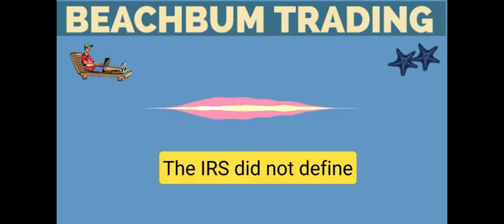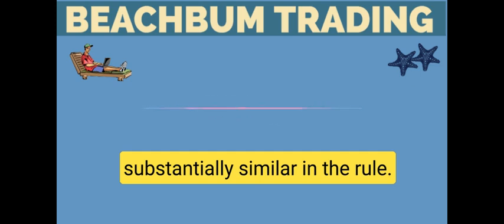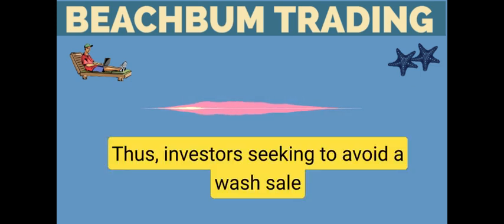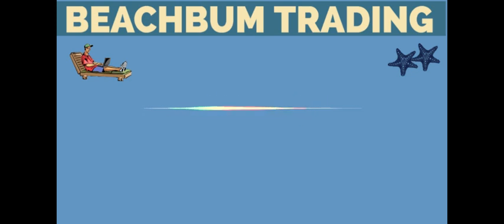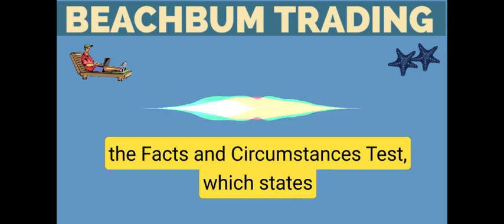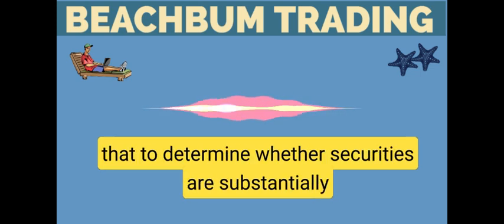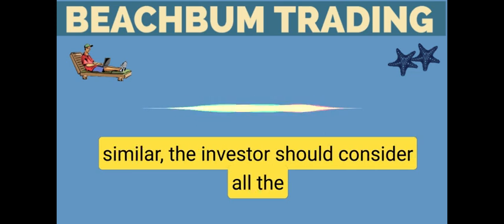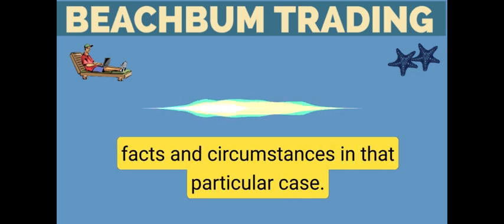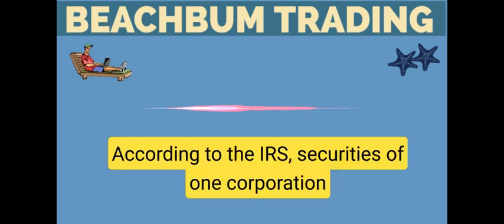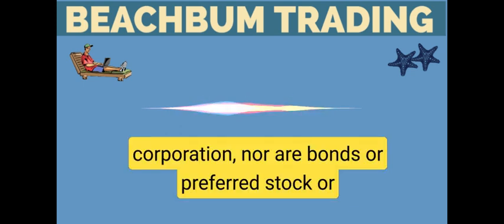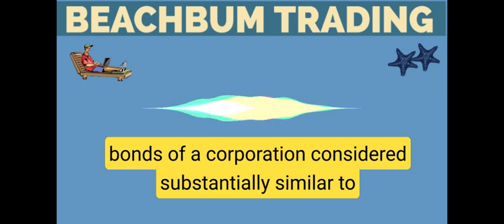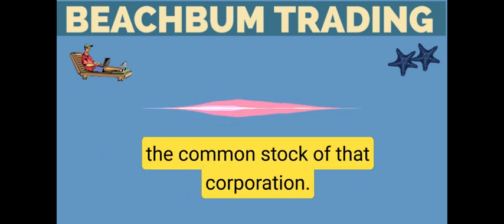The IRS did not define "substantially similar" in the rule. Thus, investors seeking to avoid a wash sale must look at various guidance provided over the years in IRS rulings and letters. One of the more helpful tests is the Facts and Circumstances test, which states that to determine whether securities are substantially similar, the investor should consider all the facts and circumstances in that particular case. According to the IRS, securities of one corporation are not substantially similar to securities of another corporation, nor are bonds or preferred stock of a corporation considered substantially similar to the common stock of that corporation.